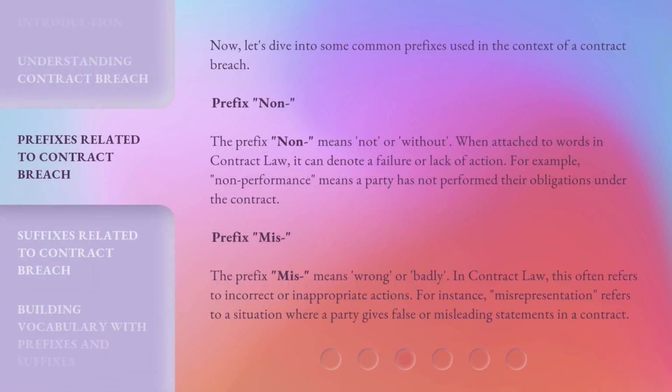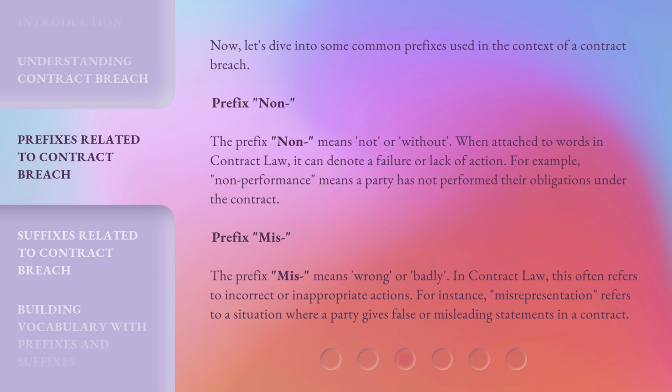Now, let's dive into some common prefixes used in the context of a contract breach. Prefix: non. The prefix non means not or without. When attached to words in contract law, it can denote a failure or lack of action. For example, non-performance means a party has not performed their obligations under the contract.